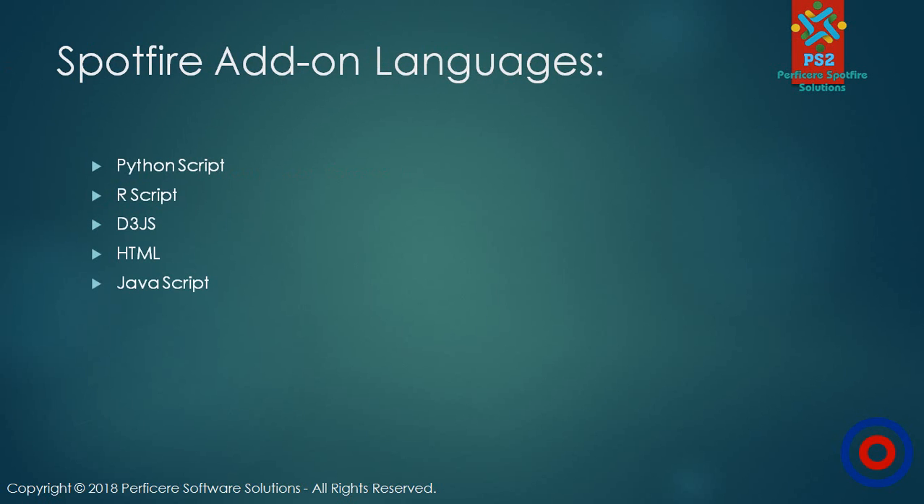So these are the add-on languages in Spotfire. You can write Python script as well as R script. Then you can add other charts like funnel, donut, and gauge. All these charts you can add using D3.js. Then you can add HTML and CSS. You can add JavaScript, like you can trigger any property and run code. You can display something; this can be done using JavaScript. So these are the languages you can use.